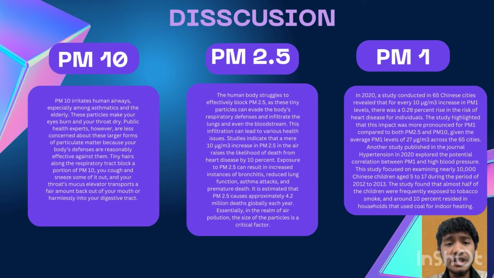Another study, published in the journal Hypertension in 2020, explored the potential correlation between PM1 and high blood pressure. This study focused on examining nearly 10,000 Chinese children aged 5 to 17 during the period of 2012 to 2013. The study found that almost half of the children were frequently exposed to tobacco smoke, and around 10% resided in households that used coal for indoor heating.